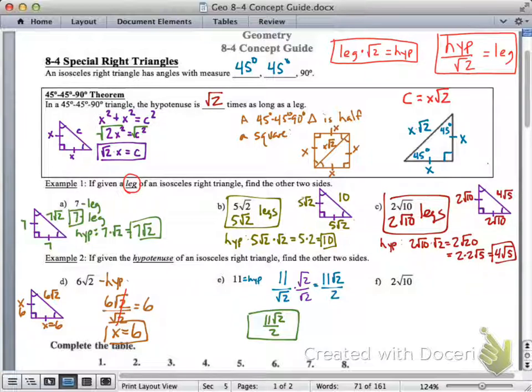Look at question F. This looks like it's the most confusing one, but it's not. Check it out. If the hypotenuse is 2 square root of 10, what are we going to divide the hypotenuse by to find the leg? Square root of 2. When you have two numbers inside a radical, square root of 10 divided by the square root of 2, they cancel each other out. So it's 10 over 2, which is 5. So 2 square root of 5 is how that simplifies.